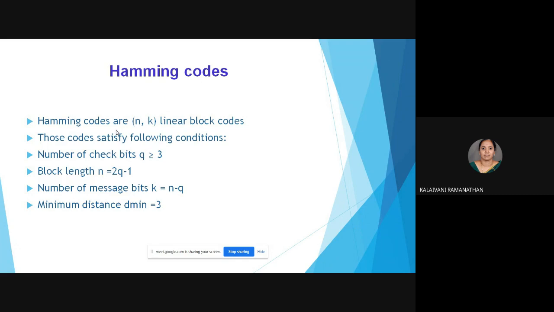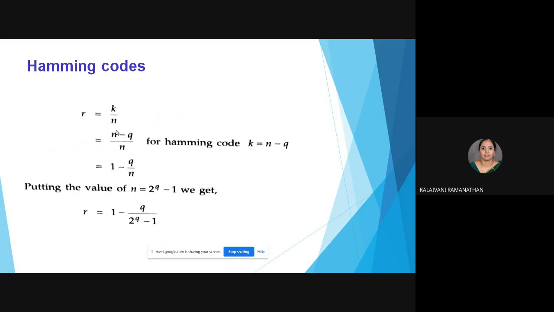So we have to note down that Hamming code is one type of linear block code which satisfies special conditions, such that check bits are greater than or equal to 3, the block length is 2^Q minus 1, and the minimum distance must be equal to 3. Further, we can manipulate that R equals K by N. Substituting K equal to N minus Q, you get the equation as (N minus Q) by N, which can be rewritten as 1 minus Q by N. Putting the value of N equal to 2^Q minus 1, we get 1 minus Q by (2^Q minus 1).